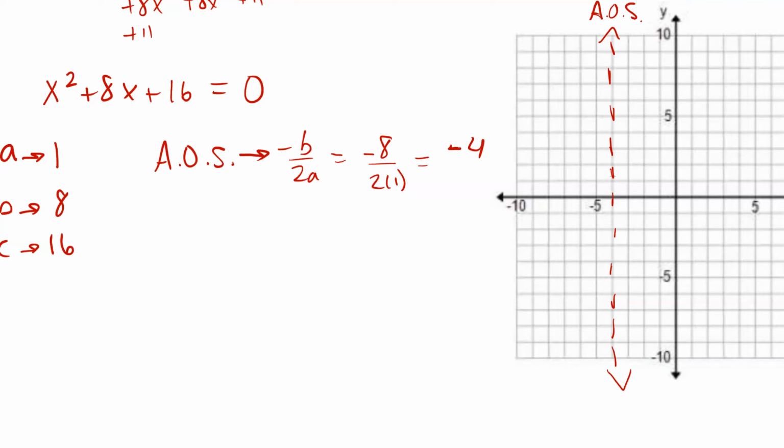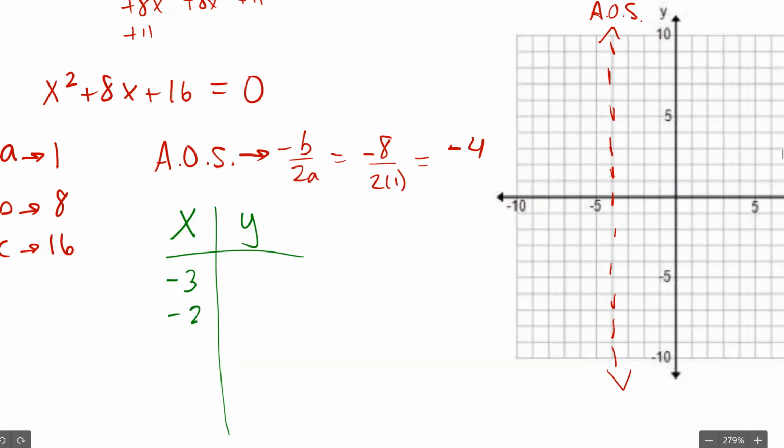Wait, why wouldn't you just simplify it? What happened to the denominator? What denominator? Like 2 times 1 is just 2. Negative 8 over 2 is negative 4. Okay. Okay, I'm just going to pick a couple numbers.